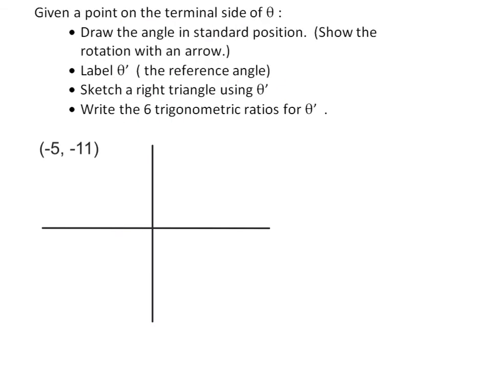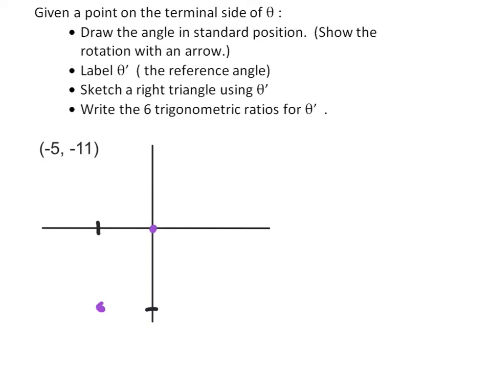Okay, so one last example, and the directions are very similar. We're going to use the same 3 first steps, but after we draw the right triangle and find the missing sides, we are actually going to go one more step and write the 6 trig ratios for theta prime. All right, so we start again with putting that point on the coordinate plane. So negative 5 maybe is right around here, negative 11 maybe right around down here. So this point is right here.